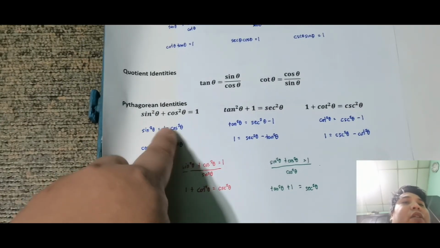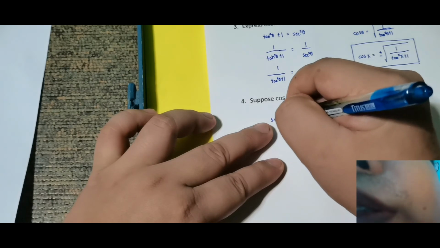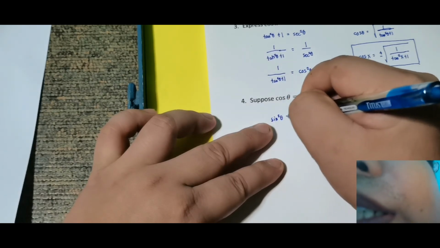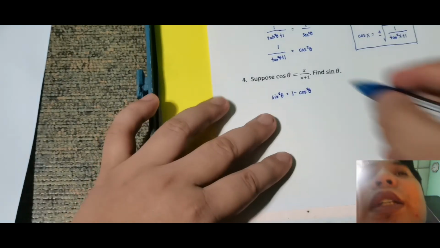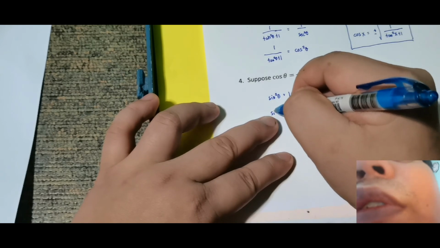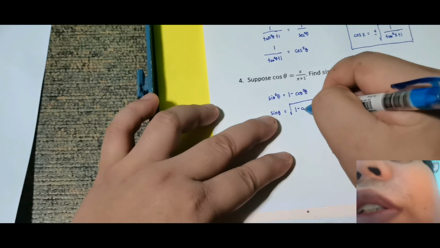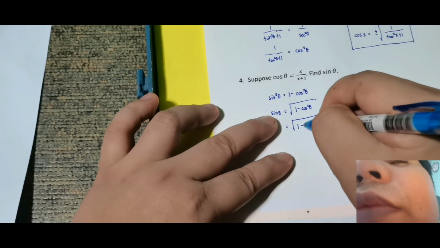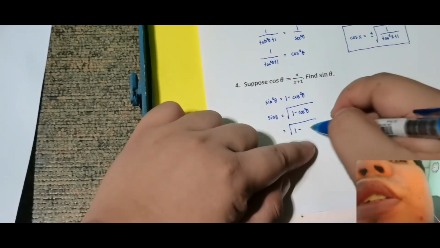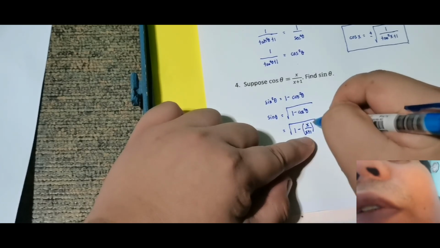Gamitin natin sin squared theta is equal to 1 minus cosine squared theta. Okay, so meaning, we will use yung sin squared, yung identity na, sin squared theta is equal to 1 minus cosine squared theta. Okay, so this is equivalent sa sin theta is equal to square root ng 1 minus cosine squared theta, which is equal, so square root ng 1 minus cosine theta is x over x plus 1, x over x plus 1 raised sa 2.